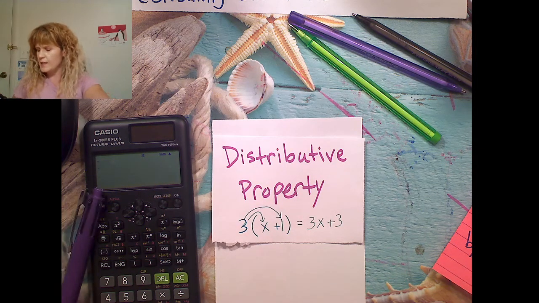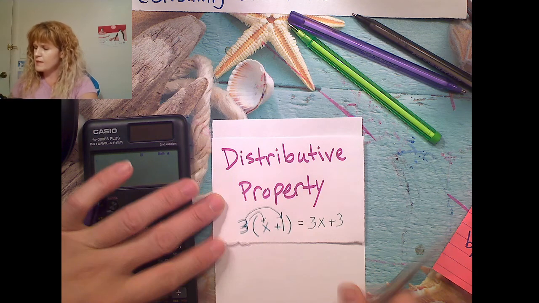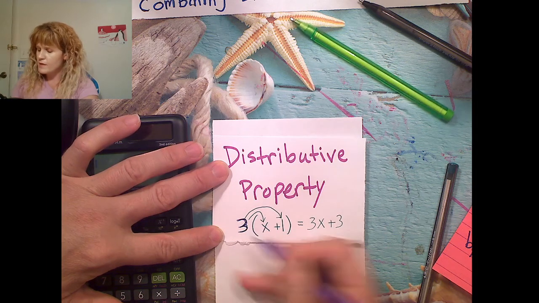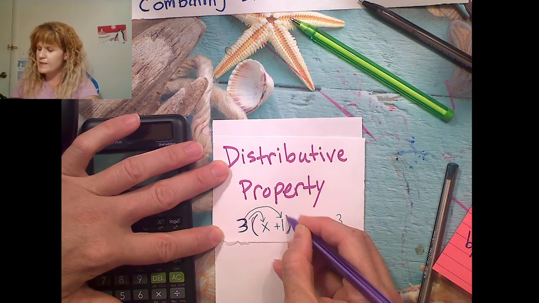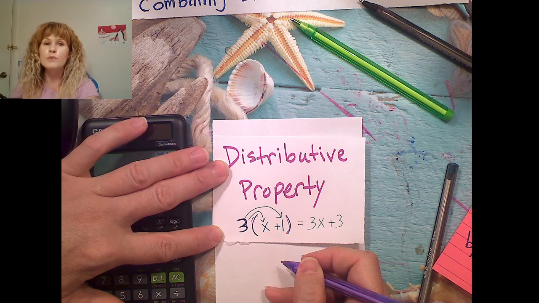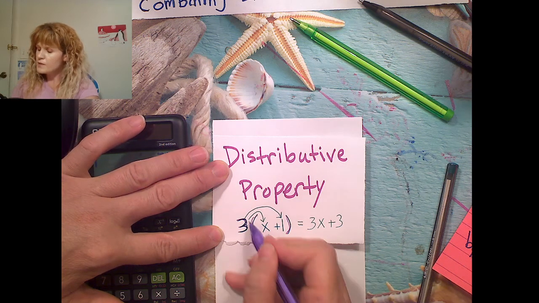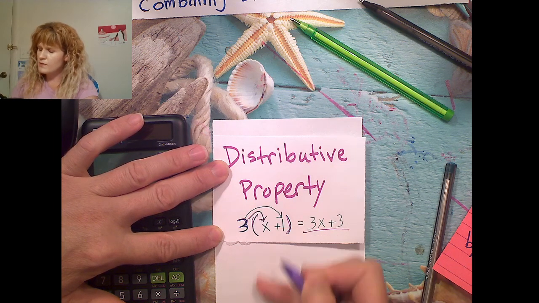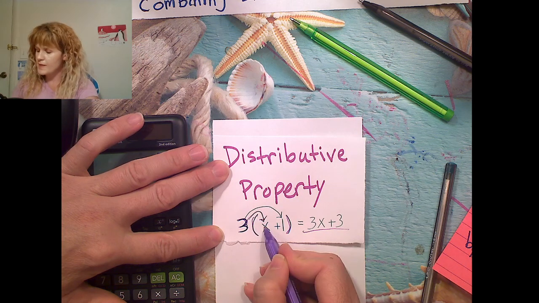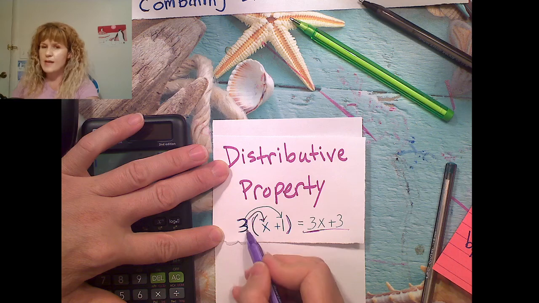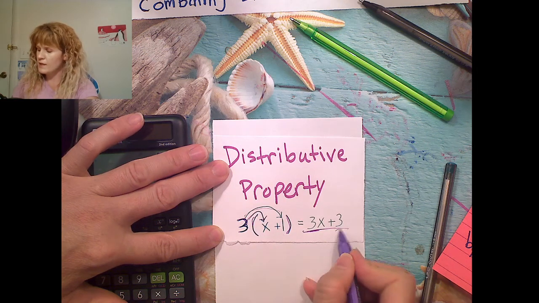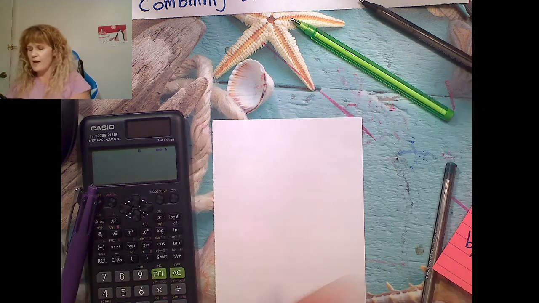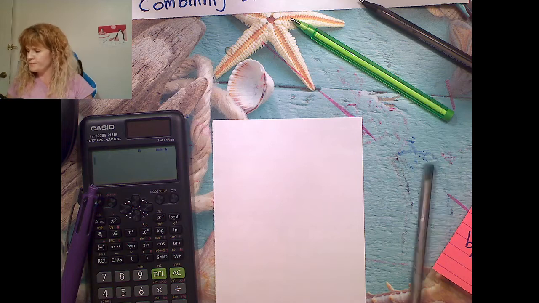When you see a number or a variable next to parentheses, it automatically means multiplying. So this 3 next to these parentheses, that automatically means you multiply. So when we want to write that out, we have to distribute the 3 within the parentheses. 3 times x equals 3x, and 3 times 1 equals 3. That's the distributive property. Okay, now let's use that when we're solving equations for an unknown.